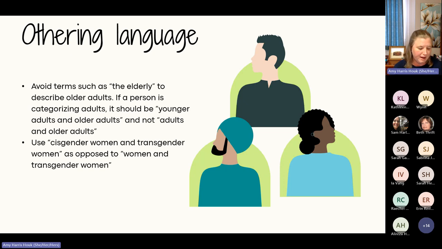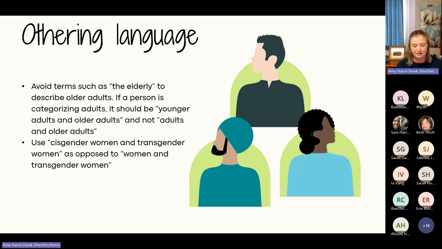Othering language. Okay, so othering language is basically just language that is used to set a certain group of people apart from the norm or the big group. So one example that really stood out to me as an example of othering language is the elderly.